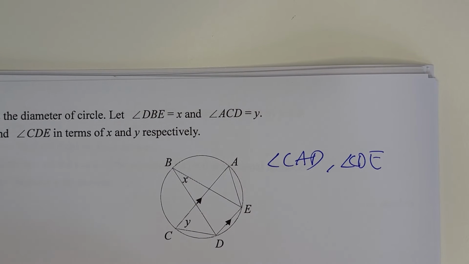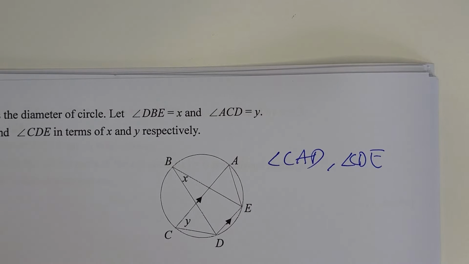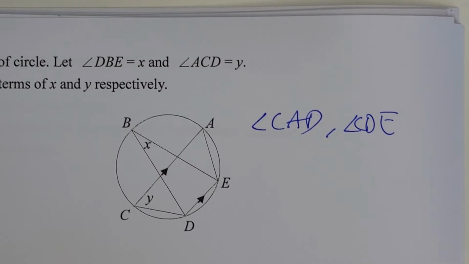Okay, let's see what we can do. First of all, if I consider angle CAD, it can be actually split into two parts by adding a straight line. Let me increase the size, okay?